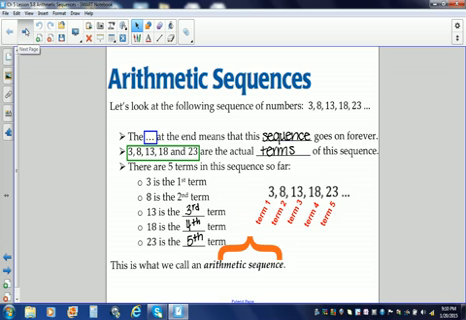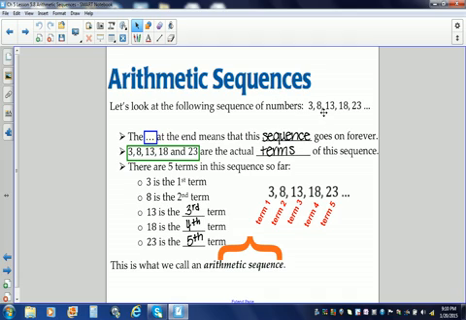Here we go. Today's podcast will be on Chapter 5, Lesson 5.8. In Lesson 5.8, we're going to talk about arithmetic sequences.